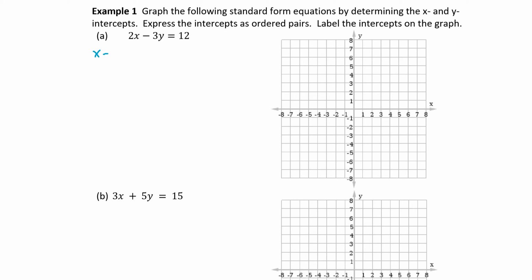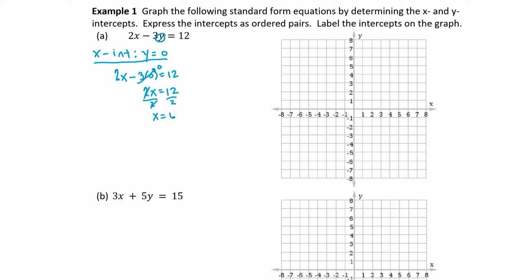Let's start by finding the x-intercept. The plan for doing this is to set y equal to 0. Looking at the original equation, we're going to replace y with 0 and solve for x. This looks like 2x - 3 times 0 = 12. Since 3 times 0 is equal to 0, we end up with now the linear equation in one variable, 2x = 12. And we can solve for x by dividing both sides by 2, and we get x = 6.